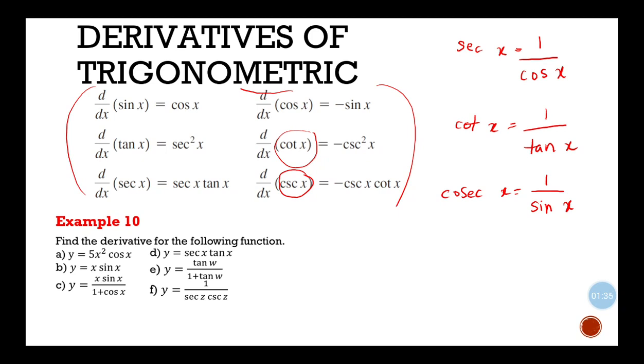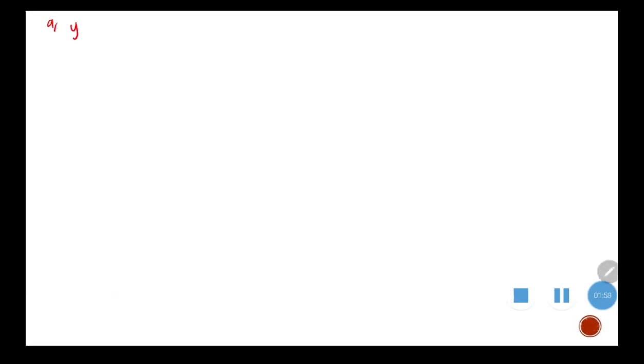So for today, we're going to solve questions A, E, and F together. Okay? So question A is y equals 5x square cos x. Okay, our mission here is to find the derivative, the dy dx for this equation.